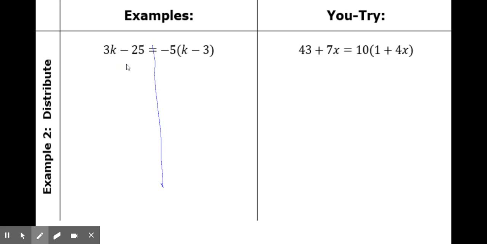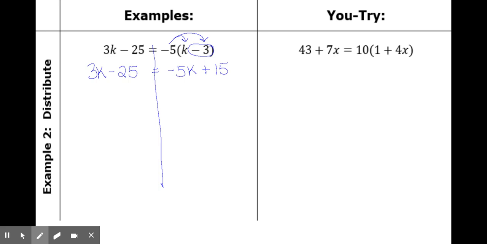If I look at the left-hand side, it says 3k minus 25. This is already simplified. There's no parentheses, so I cannot distribute, and these are not like terms. So I just bring it down. 3k minus 25. The right-hand side can be simplified. I see parentheses, so I know that I need to distribute first. I'm going to take the negative 5 and draw my arrows in for distributing, and then multiply. Negative 5 times k makes negative 5k, and negative 5 times a negative 3 makes a positive 15. Now that my equation is simplified, I can go ahead and start solving.